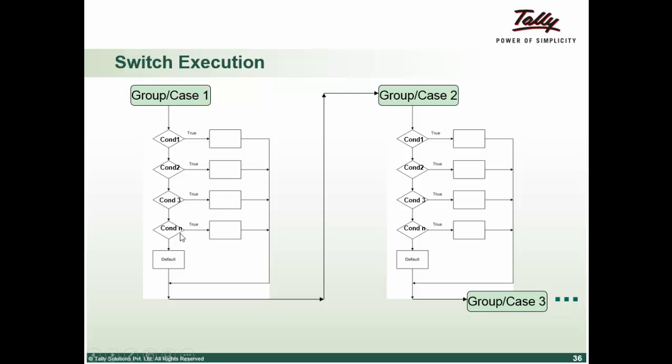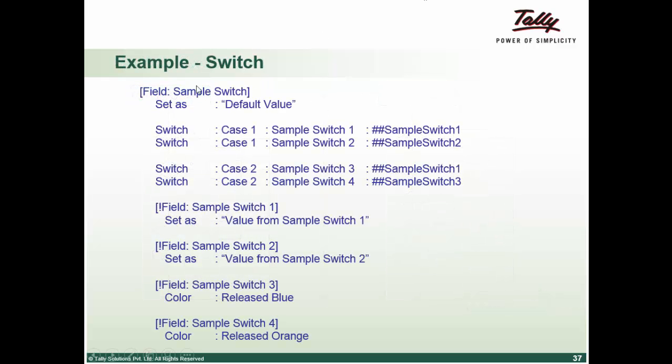and this will continue till it gets the true value. If it does not get the true value, it returns the default value. However, the moment it gets the true value, the rest of the conditions aren't evaluated and it just loops out. Similarly, it will happen for the next group and the next group and the next group. So you can have multiple groups formed in a definition.